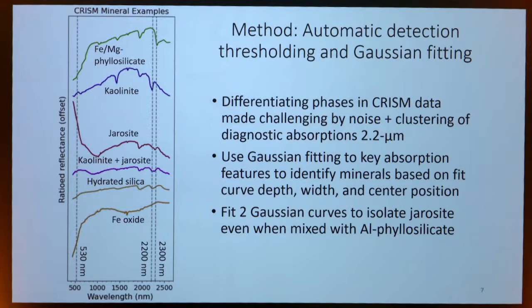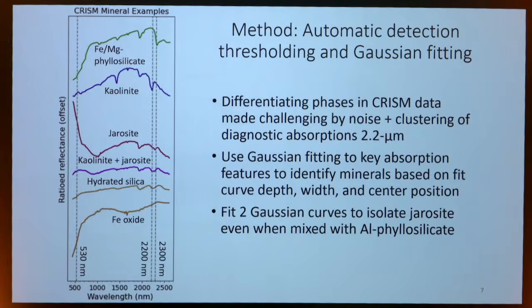So we developed and implemented a method of using Gaussian fitting to key absorption features, some of which I've identified here, to identify minerals based on the depth of the fit curves, as well as their width and center position. And we also fit 2 Gaussian curves to be able to consistently identify jarosite even when it's mixed with aluminum phyllosilicate.